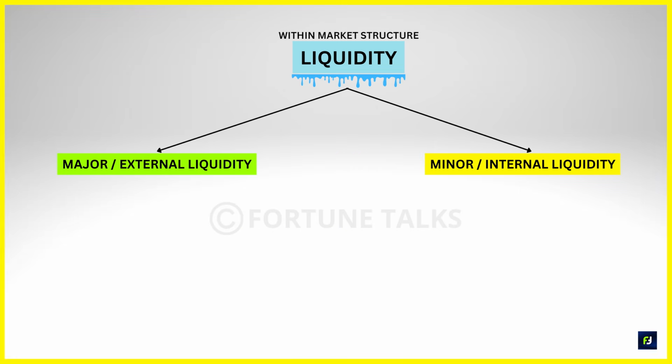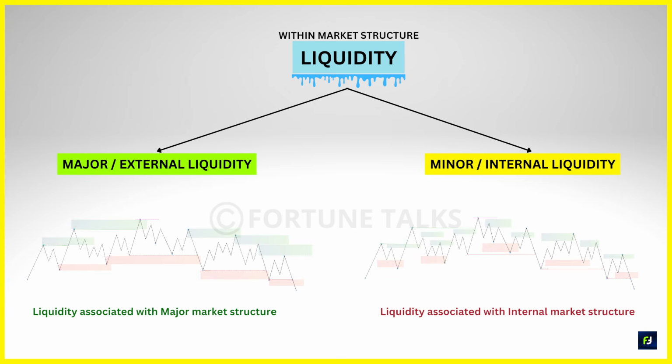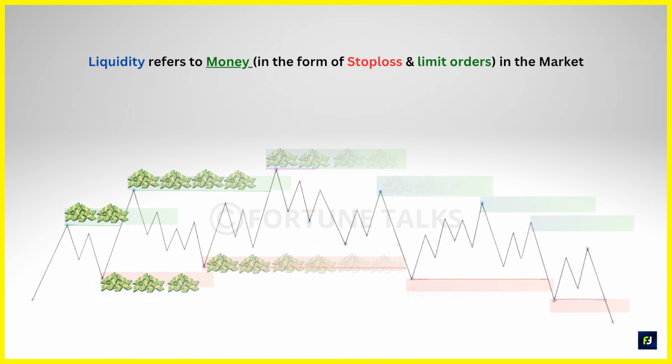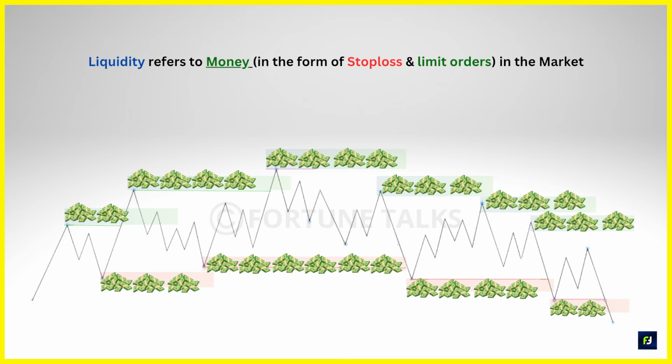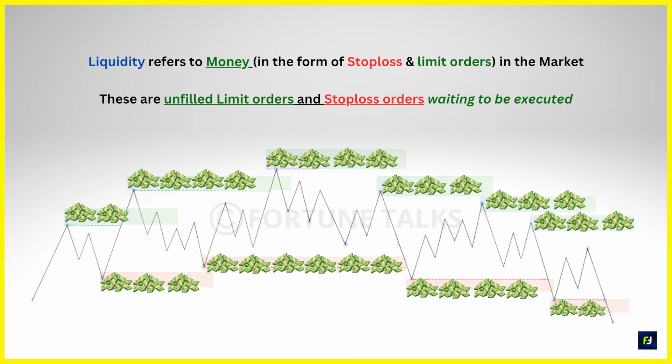If you have followed the first season of the Smart Money course, then you will have a decent understanding about liquidity, that is both external and internal liquidity, and where to find them. Basically, liquidity refers to money available in the market. These are essentially unfilled retail limit orders and stop loss orders waiting to be executed.